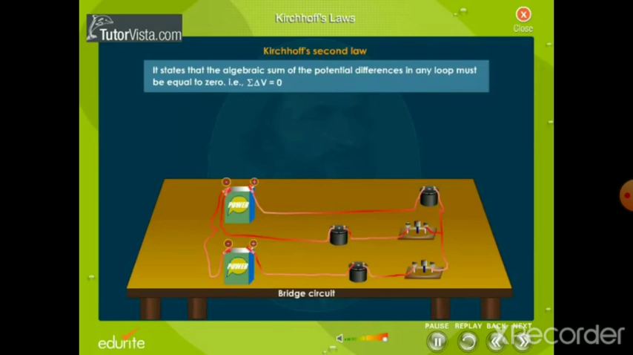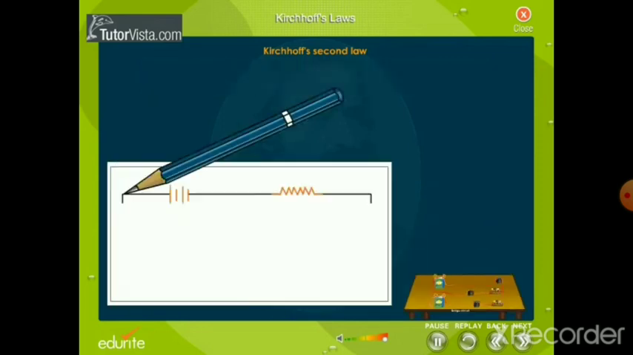Kirchhoff's second law. It states that the algebraic sum of the potential differences in any loop must be equal to 0. That is, the sum of the EMF of the sources of energy in the circuit and the potential drop across the resistive elements is equal to 0. Let us see how the loop rule is used to solve the given bridge circuit.